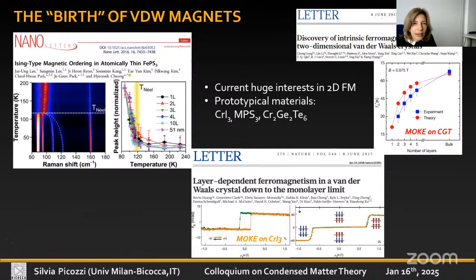Of course, everything started with graphene, but for our interest, the birth of 2D magnets actually happened in, I don't know, 2016 or 2017, when people could prove that there is long-range magnetic ordering in prototype materials, which are typically chromium iodide or chromium germanium telluride, or also iron phosphorus sulfide. And so there was unambiguous evidence that the materials order at the 2D level.